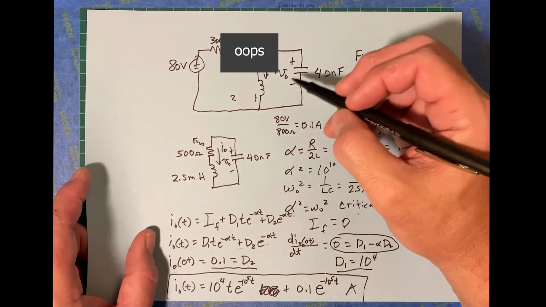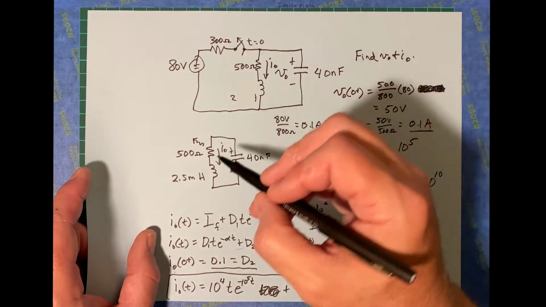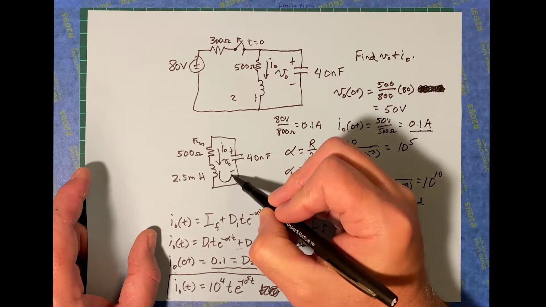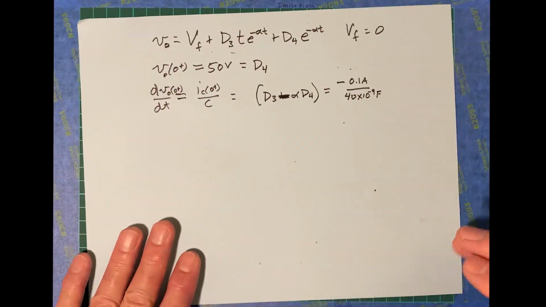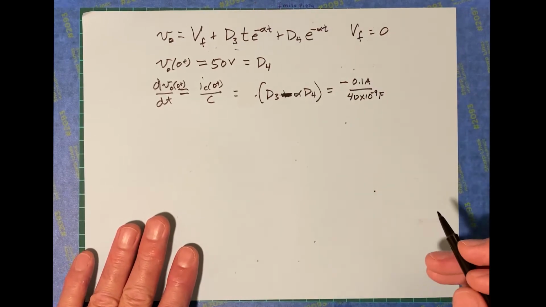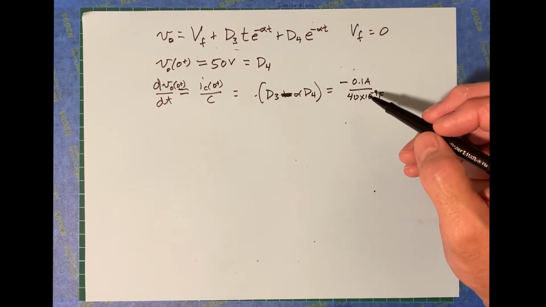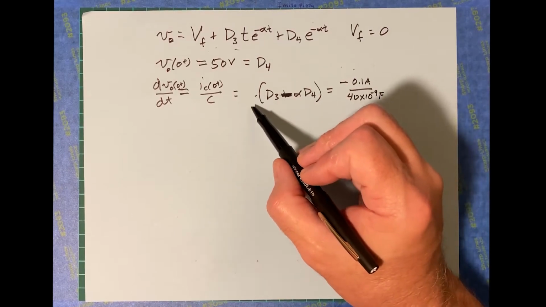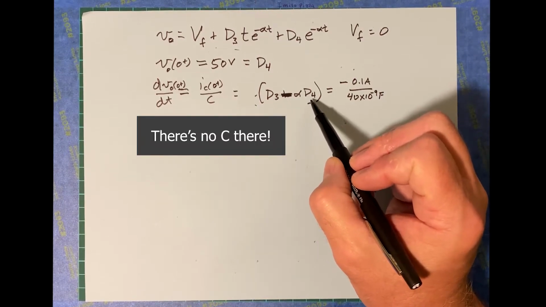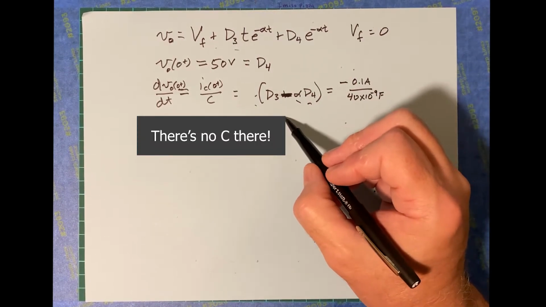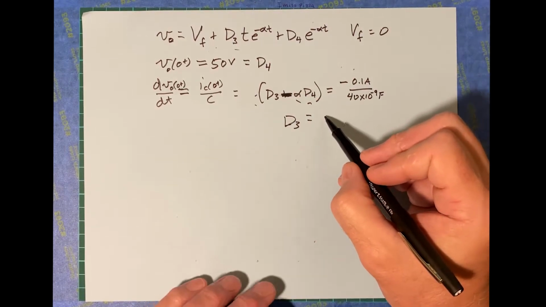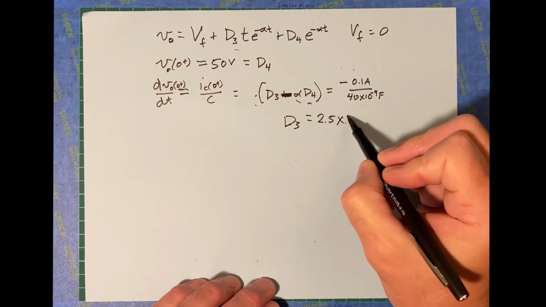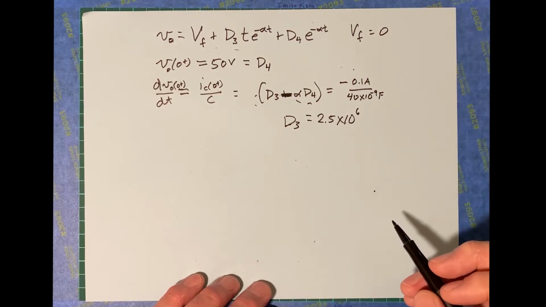Okay, now why did I do negative? Because here's I naught, it's going up that way. So that's why that negative sign is necessary here. It's going into the negative terminal of the capacitor. Okay, so we know what C is, you know what D4 is, you know what alpha is. We should be able to solve for D3 out of that. And I'll just jump to the solution and tell you that it's 2.5 times 10 to the 6.